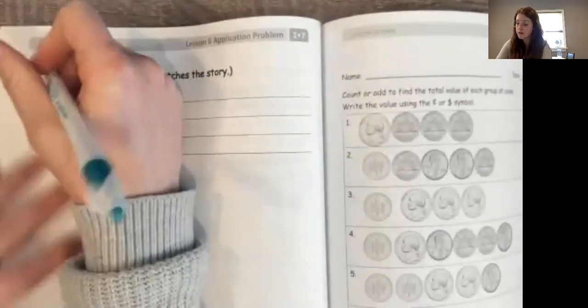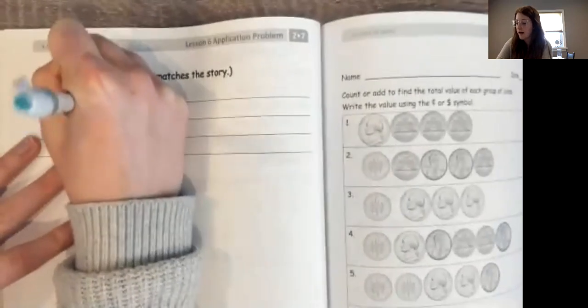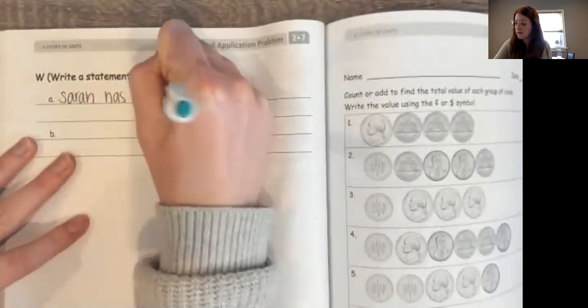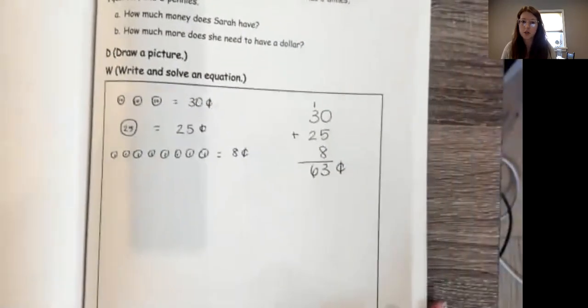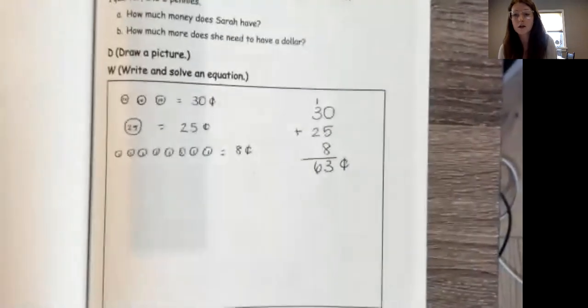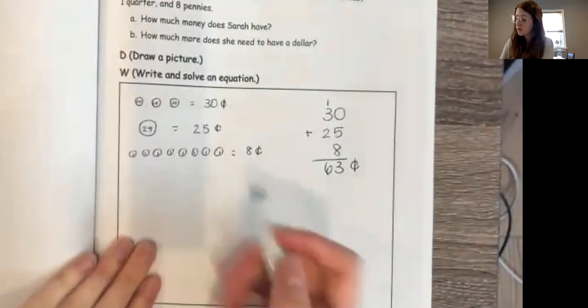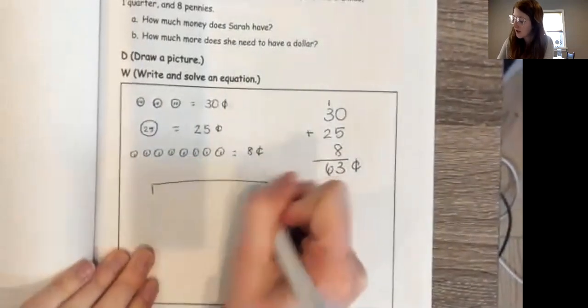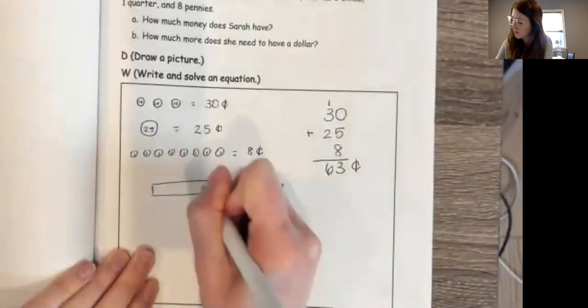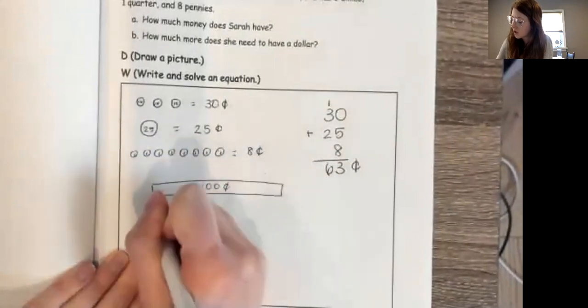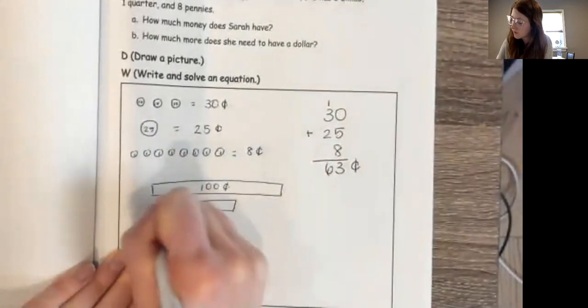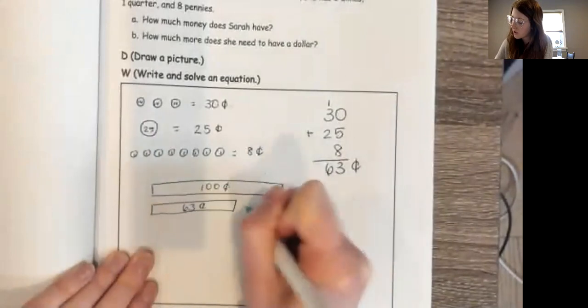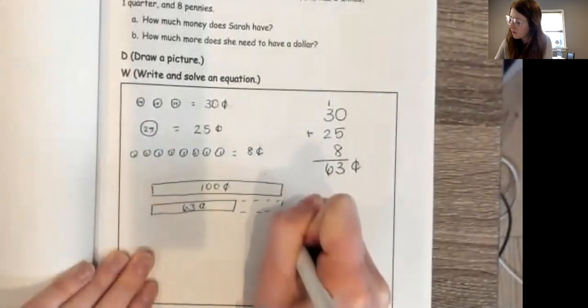So I'm going to write that in my sentence. Sarah has 63 cents. Okay. And then what I need to do is figure out how much more she needs to have a dollar. And I know that $1 is equal to 100 cents. Right? So I know she wants to have a dollar, 100 cents. She already has 63. And we need to figure out how much more she needs to have that 100 cents.